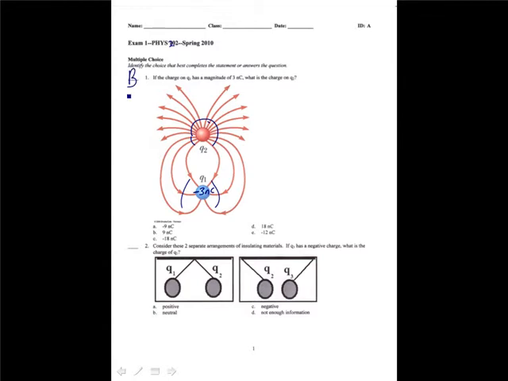Consider 2 separate arrangements of insulating materials. If Q3 has a negative charge, what is the charge on Q1? Well, if this is negative, this has to be positive, so this is positive, so this has to be positive.